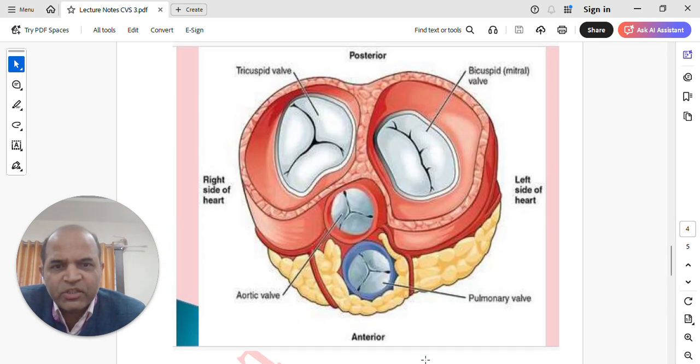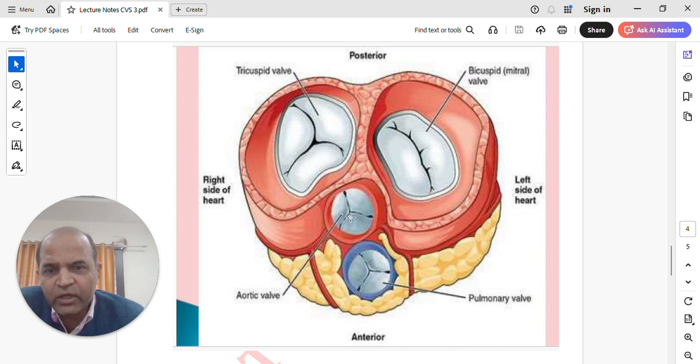So this one is the structure. As discussed previously, this is the tricuspid valve which has three cusps, 1, 2 and 3. And the bicuspid valve is also known as the mitral valve. It has two cusps. So this is the tricuspid valve, and this is the bicuspid valve.